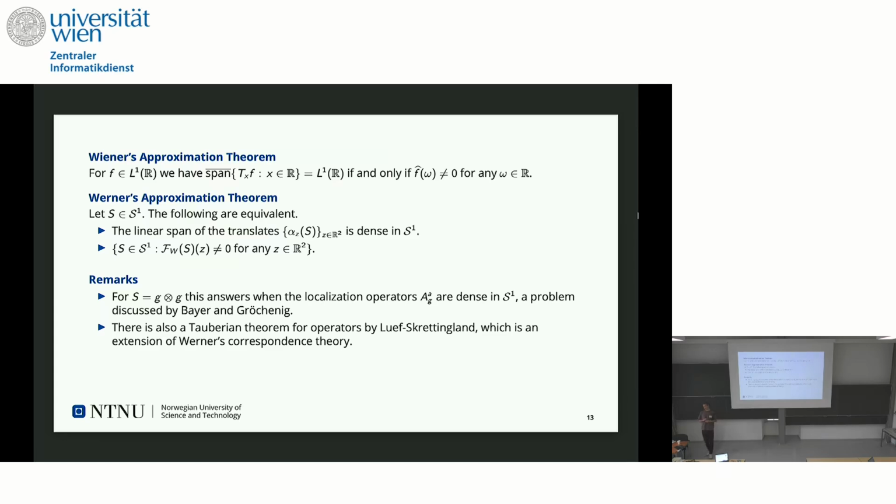Now for a rank 1 operator, this is a question about localization operators. That connection might not be immediately clear here, but it does reduce to that. So this is a question of when the localization operators are dense in the trace class. This was discussed some years ago by Gröchenig and Bayer. And just as with Wiener's approximation theorem, we can consider Wiener's Tauberian theorem and find an analog of that for operators in terms of the convolutions.